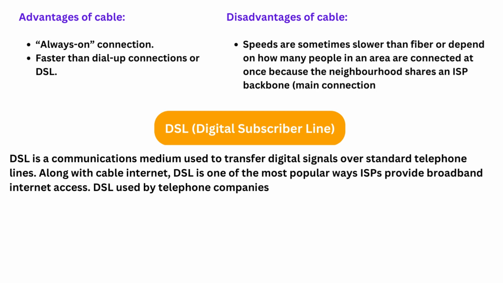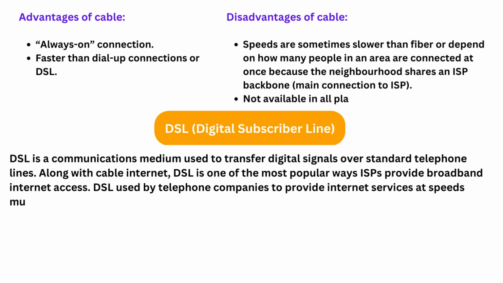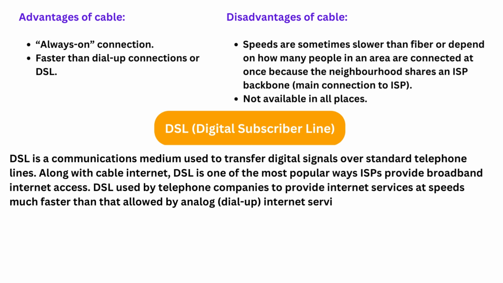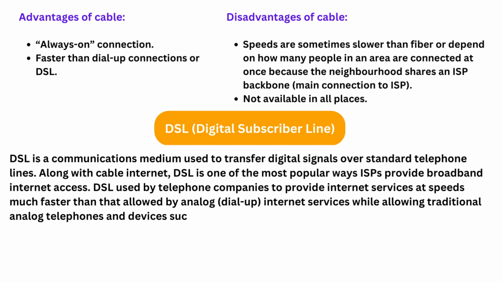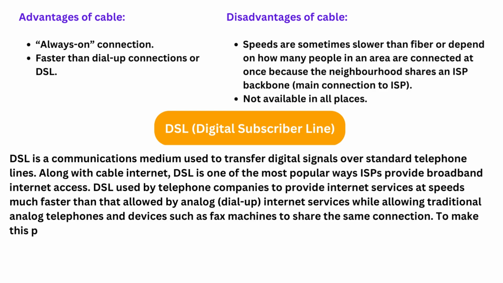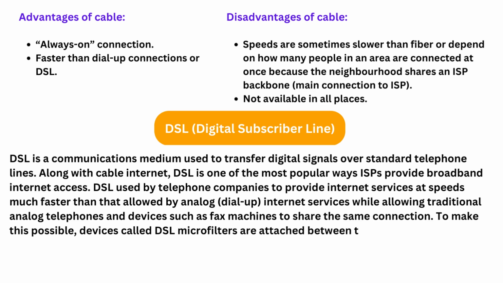DSL, Digital Subscriber Line. DSL is a communications medium used to transfer digital signals over the standard telephone lines. Along with cable internet, DSL is one of the most popular ways ISPs provide broadband internet access. DSL is used by telephone companies to provide internet services at speeds much faster than that allowed by analog, dial-up, internet services while allowing traditional analog telephones and devices such as fax machines to share the same connection.